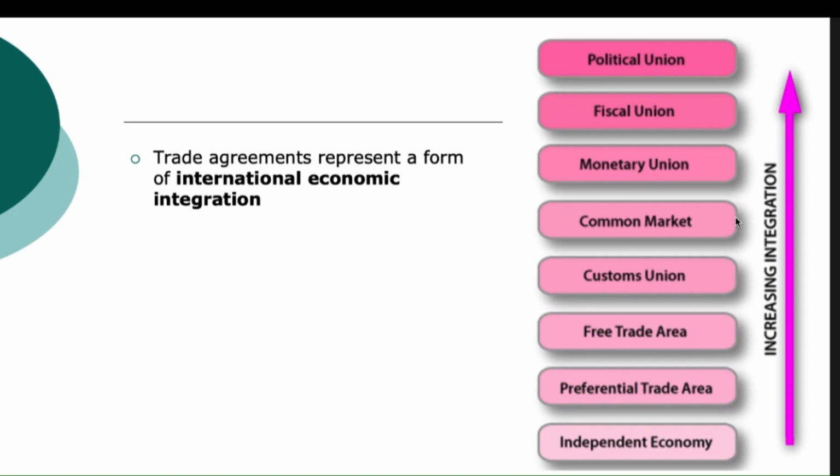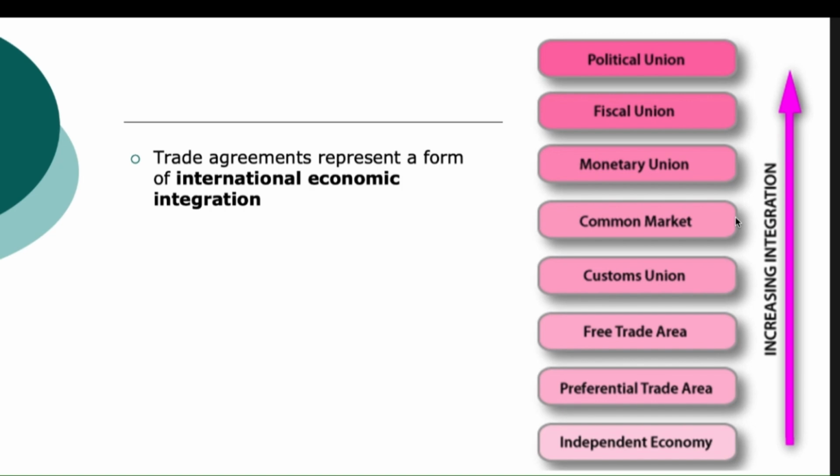Now, in some cases, that's just the beginning of the process. So, for example, the European Union started off as a trade agreement and a customs union, but it's gone on to become a common market, and it's now a monetary union. A monetary union means the countries are now sharing the same currency.